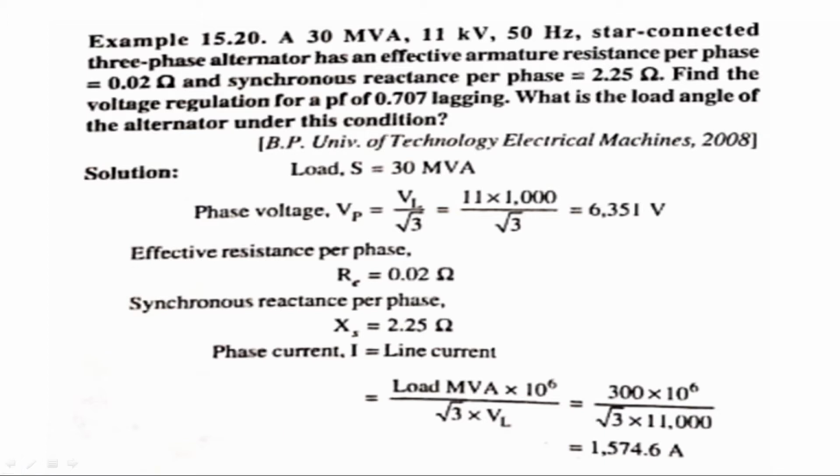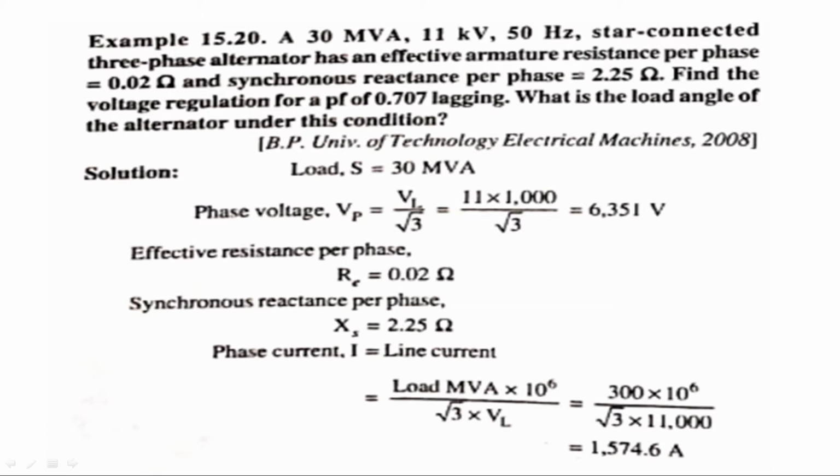Next is effective resistance per phase, given as 0.02 ohms here. Synchronous reactance per phase is given as 2.25 ohms. Phase current is equal to line current because it is a star connected alternator. So line current equals phase current, that is equal to load MVA into 10 power 6 by root 3 VL. So substitute the values.